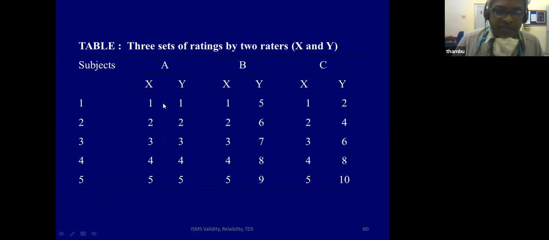And you can see that in the set A, they seem to agree very well. Set B, not so well. And set C also not so well. But you can see this is exactly the same in set A. And set B, when it was 1, it was 5, 2, it was 6, 3, it was 7, 4, it was 8, 5, it was 9. So purposely a pattern has been shown, but it's not like this. Here was 1, it was 2, here 2, it was 4, 3, it was 6, 4, it was 8, 5, it was 10. So clearly you won't be very happy with set B and set C.